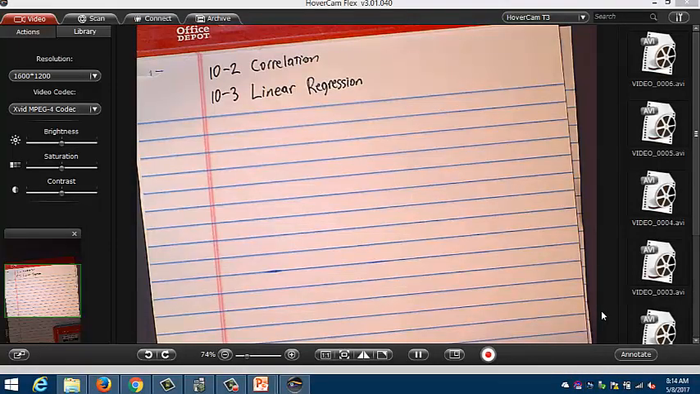Well, I thought I'd start my little presentation on these two sections of Chapter 10, okay? Try and help you understand what this is all about.